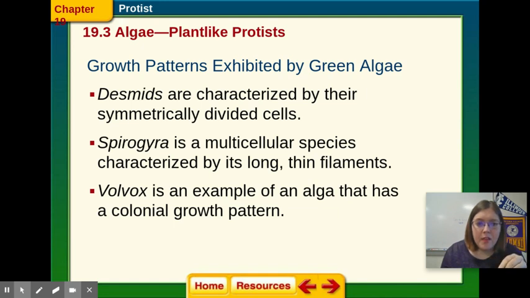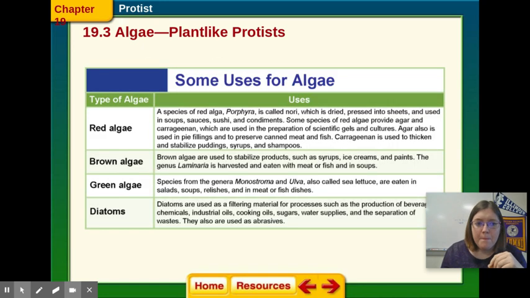So some of the different types, right? We have desmids. They are symmetrical. Spirogyra, that is multicellular. It's long, very thin filaments. And Volvox, that is a colony growth pattern, so it builds in colonies. They're green spheres.